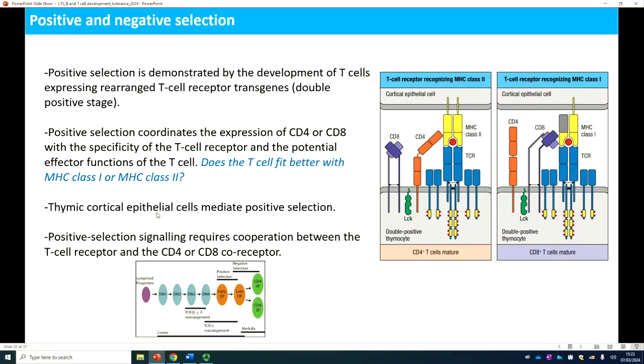It's these thymic cortical epithelial cells that help to mediate that positive selection. So obviously it requires this cooperation between T-cell receptor, MHC, but also CD4 and CD8. We've got that whole process going on, determining whether that particular T-cell receptor would work better on a CD4 cell or on a CD8 cell.